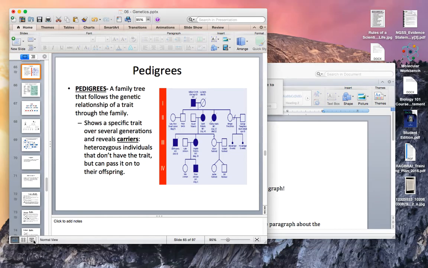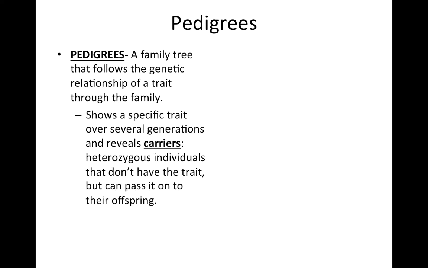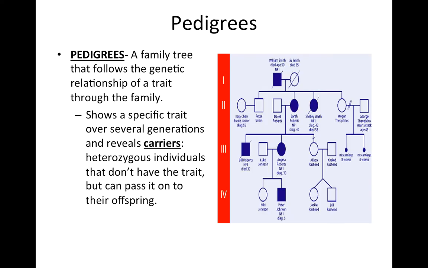The second half of our lecture, we're going to talk about pedigrees. So pedigrees are a family tree that follows the genetic relationship of a trait through the family. It shows a specific trait over several generations, and it talks about carriers, which are heterozygous individuals that don't have the trait but can pass it on to their offspring.